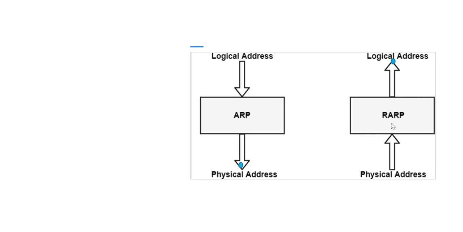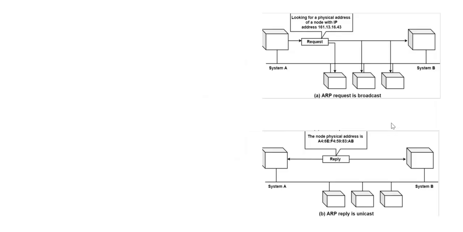Where reverse address resolution protocol comes into the picture is in diskless machines, where you have a host that gets its IP from another BOOTP server. It will know only its MAC address, not its IP address. In that case, it will send a reverse address resolution protocol packet to find out the IP address for itself. Okay.